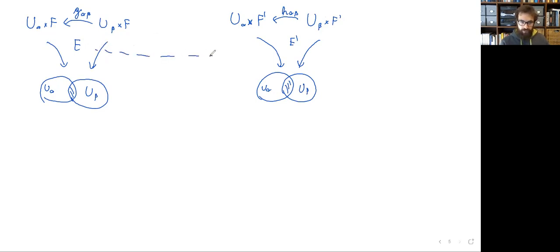And then you have this map, which is this psi, that really goes from E to E prime. But what we want to know is how does this map psi look when you restrict it here on U alpha times F. So this is your phi alpha. And of course, you also have your phi beta, and I'll change color, phi beta.